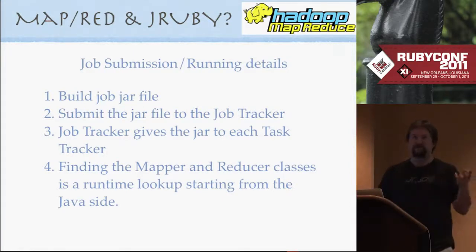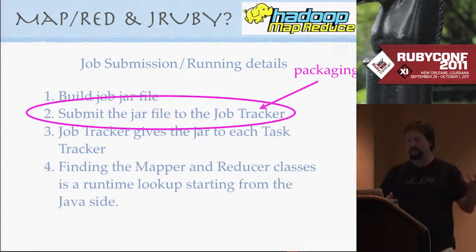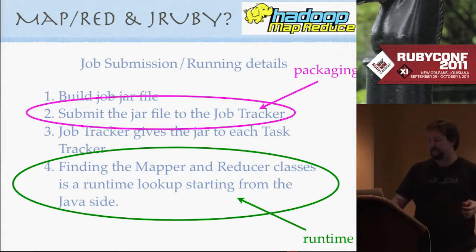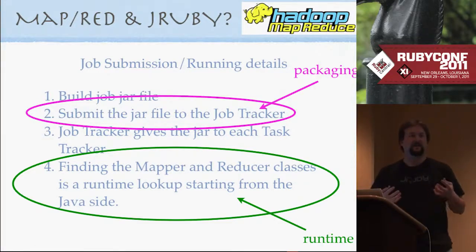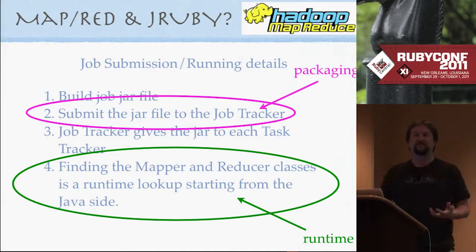Basically, there are two points where you actually have access to the entire system. One of them is up here, when you're packaging up your job, and the other one is at runtime. So these are the two areas where, when you're using JRuby in relation to Hadoop, you have the potential for actually doing something with the MapReduce system.